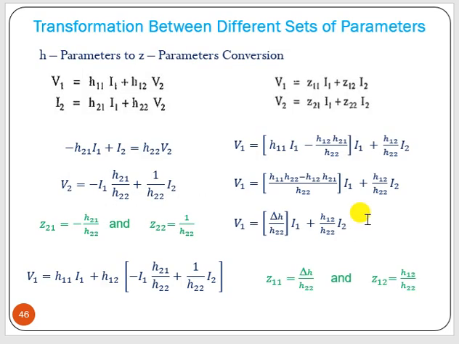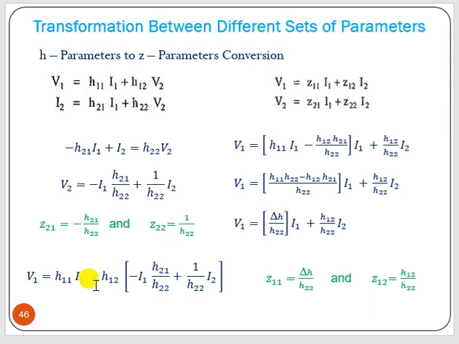Now let us see transformation between different sets of parameters. Let us take one example, H parameter to Z parameter. So we can write the H parameter equations, V1 and I2 in terms of I1 and V2. Now from the second equation we can take this part from the left side and write V2 in terms of I1 and I2. Now for the Z parameter, you have to write V1 in terms of I1 and I2, and we can equate that. So this particular term, minus H21 by H22, is nothing but Z21, and Z22 is 1 by H22.